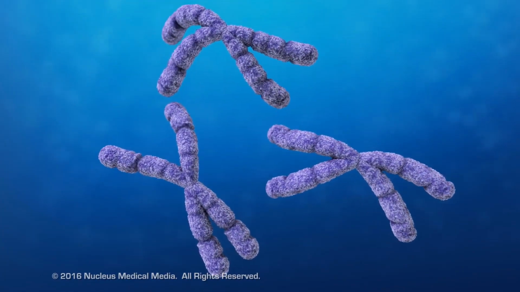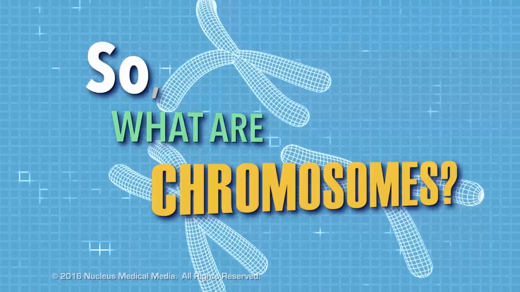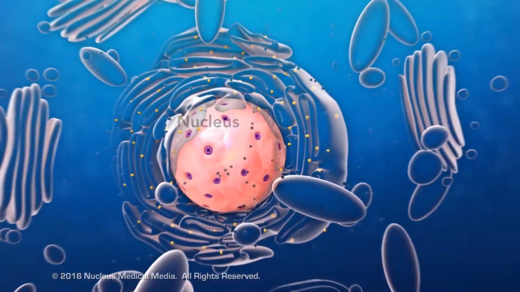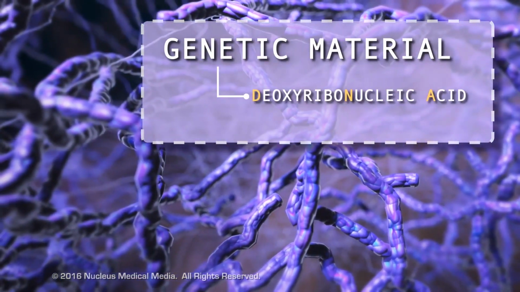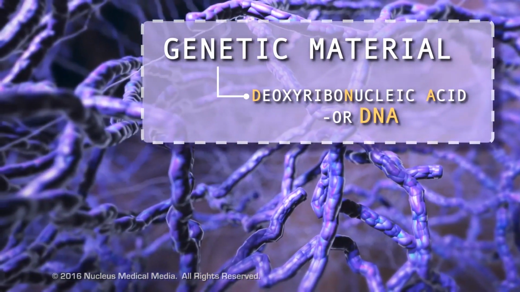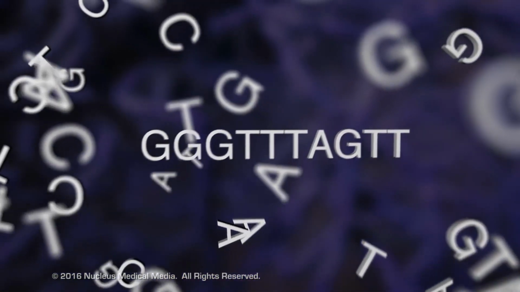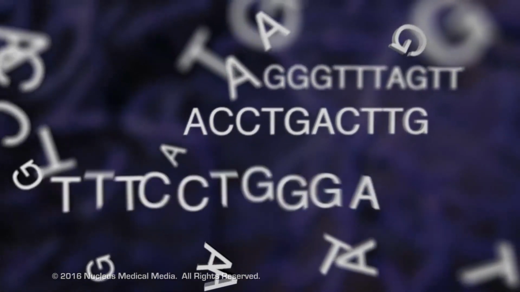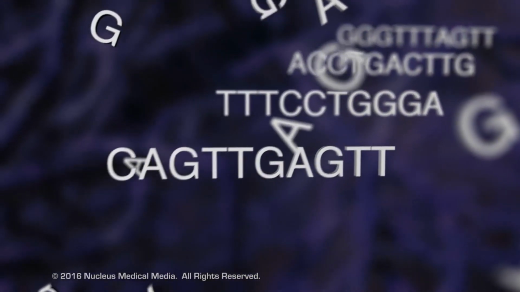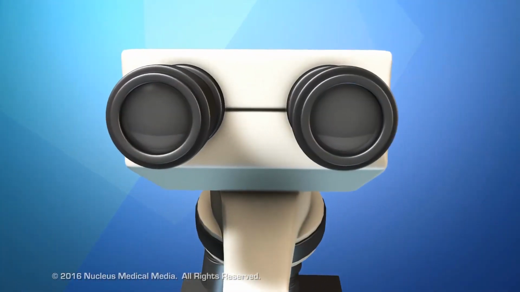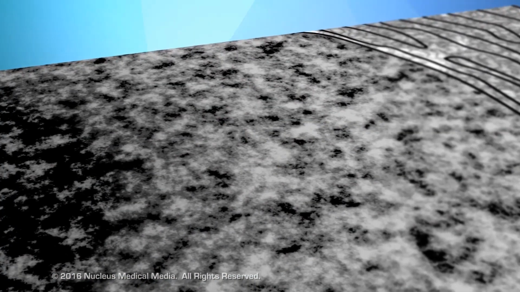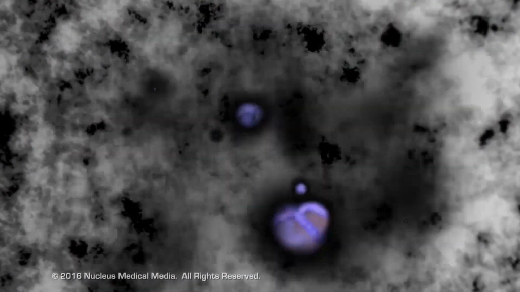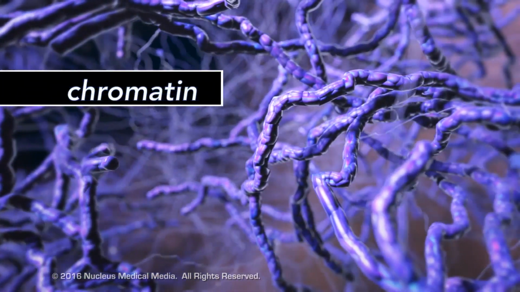Chromosomes are an important part of cell division. So, what are chromosomes? Let's look inside a cell's nucleus. Here we find the nuclear genetic material known as deoxyribonucleic acid, or DNA. Each cell's DNA holds the genetic code, or instructions, for everything within that organism. Looking through a microscope, you can see that DNA is usually spread out within the nucleus. It looks kind of grainy. We call the DNA chromatin when it looks like this.